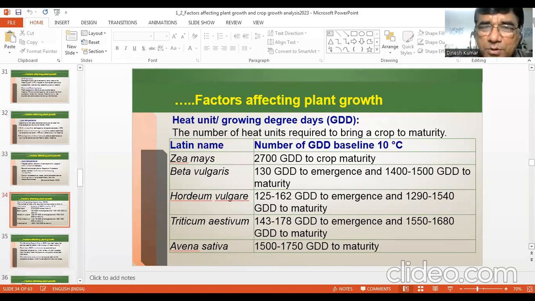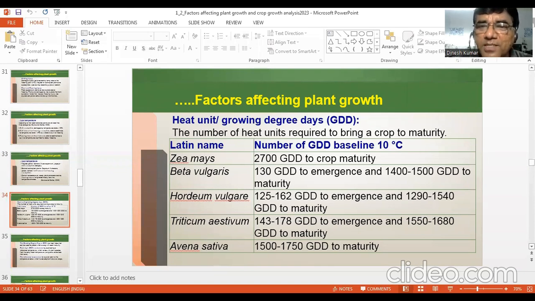Now, we go to why temperature is also important, because of maturity. So heat unit concept is there, which is also known as growing degree days. The number of heat units required to bring a crop to maturity. This is the definition of growing degree days. I'll discuss how the heat units are counted.